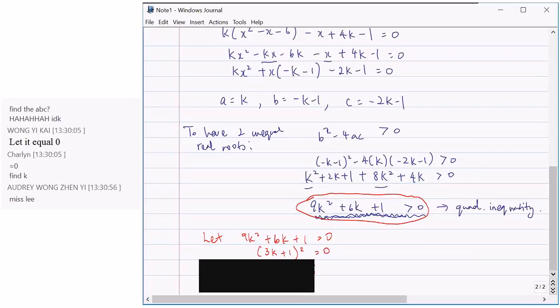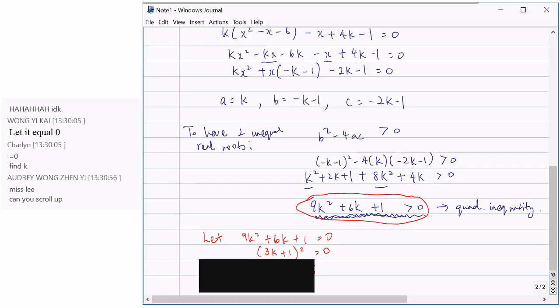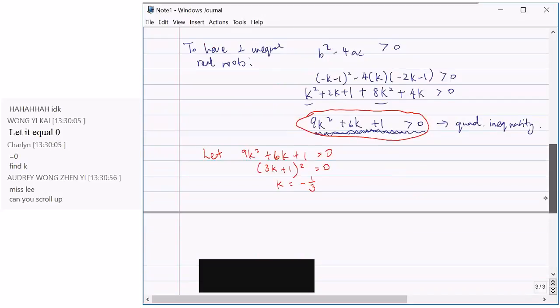Yeah. Cannot see, is it? Oh, okay. Is that okay?